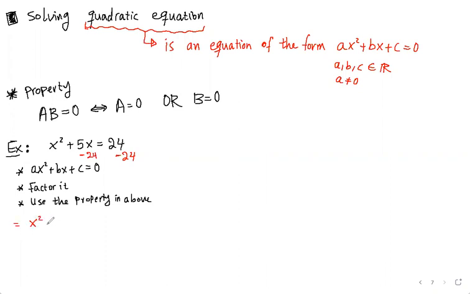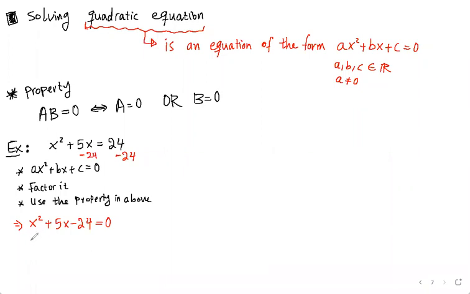Exactly. It will be s plus 8 times s minus 3. We factor it by learning from the previous sections how to factor. For that minus 24, I have to choose two numbers such that the multiplication of these two numbers is minus 24, and the addition of these two numbers is 5.